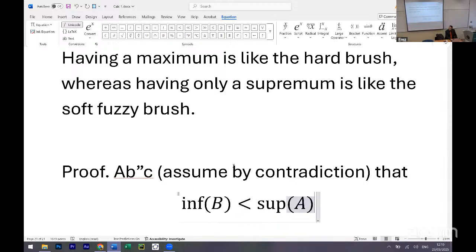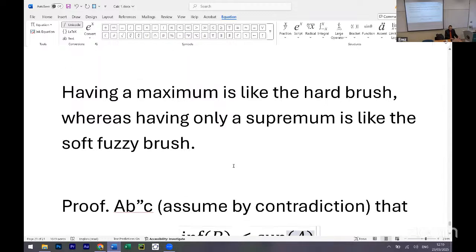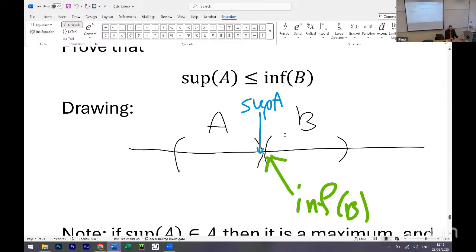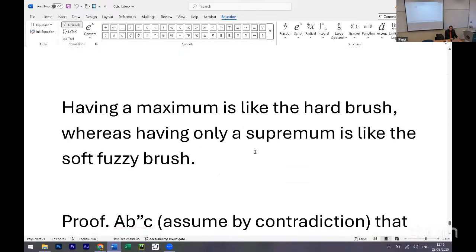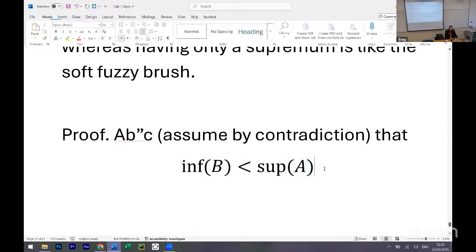Exactly. Okay. So proofs by contradiction are usually, more often than not, hard to visualize because they contradict the data we are given. So if we look at a drawing, how can I say the infimum of B is to the left of the supremum of A? That doesn't make sense. Yes, it doesn't make sense because it's false, right? But still, it's a very effective method of proof. So we assume that the infimum of B is smaller than the supremum of A.